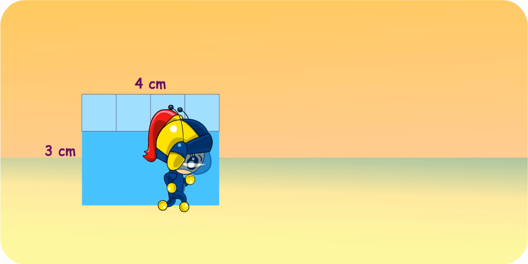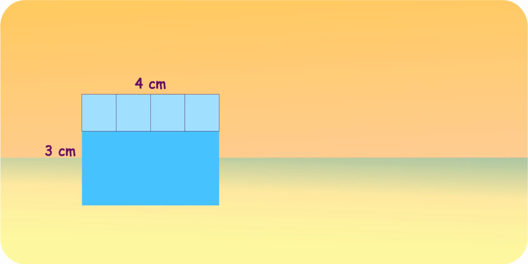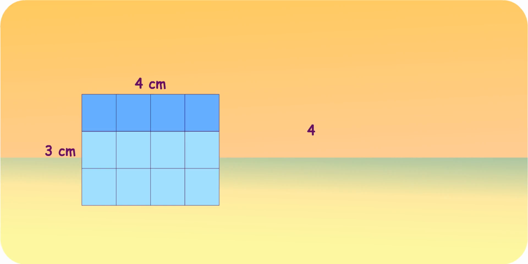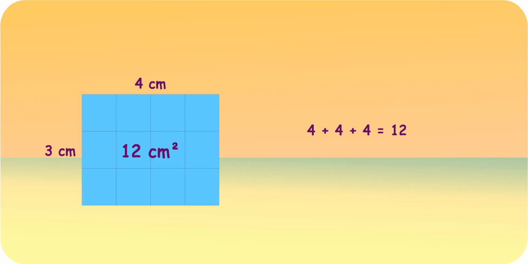Turbo Girl, what did you do when you measured this figure using 1 centimeter squares? I line the length with 4 1 centimeter squares, and I repeat the process until I cover the whole surface with 1 centimeter squares. I then count the total number of squares I use, which is 4 plus 4 plus 4, which is equal to 12. The area of this figure is 12 square centimeters. Good. You have added 4 3 times to get the answer 12. Thus, we can also rewrite that as 4 times 3 equals 12.